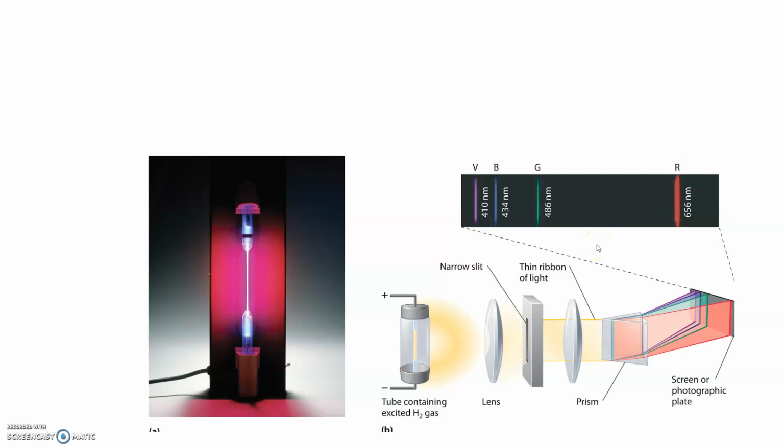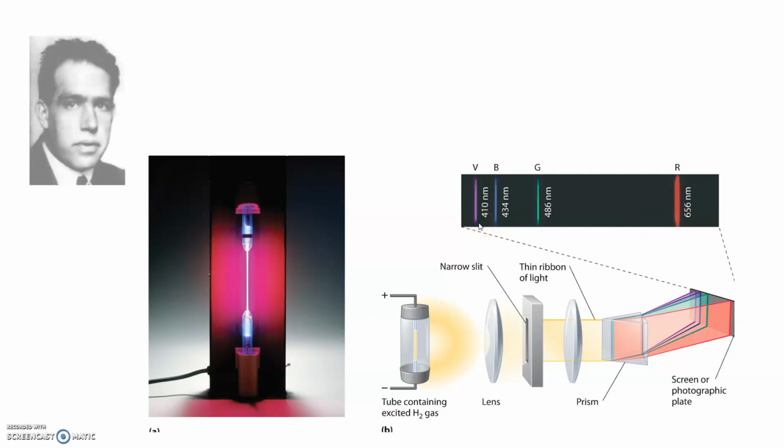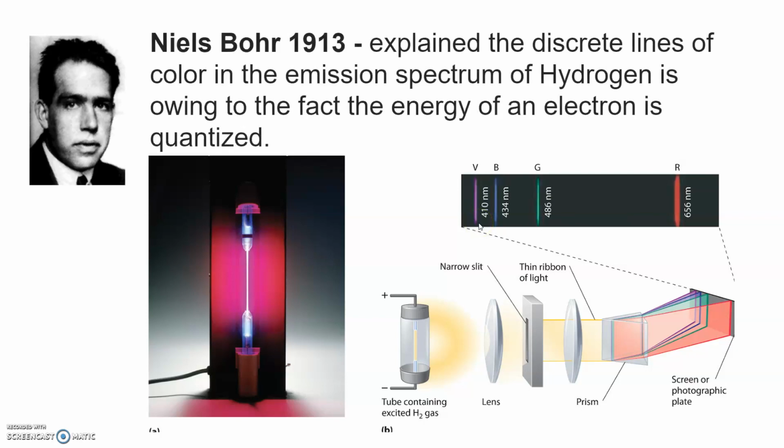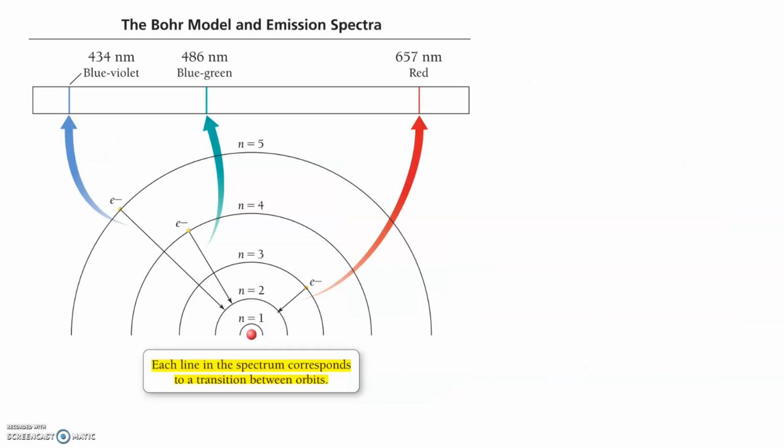And they found that each element had its own different sort of spectrum known as an emission spectrum. And they couldn't quite understand what caused these bands and what caused them to be at these discrete energy levels. Until Niels Bohr came along in 1913, and hearing the buzz about light being quantized, he then theorized that the discrete lines of color in the emission spectrum of hydrogen is owing to the fact that the energy of an electron is quantized. So what do we mean by the energy of an electron is quantized?